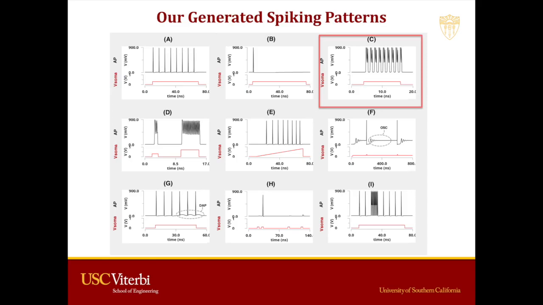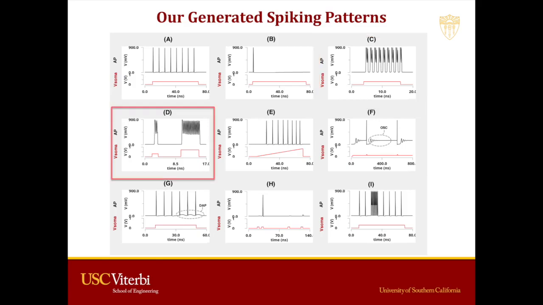In C, our model produces a tonic burst pattern. In such a pattern, a neuron fires a train of bursts with a single or multiple pulses of stimulus. In D, our model demonstrates the capability of generating a single burst stimulus pattern. In E, our model produces a class 1 excitable spiking pattern. In such a spiking pattern, the neuron spikes with different frequencies depending on the stimulus amplitude.